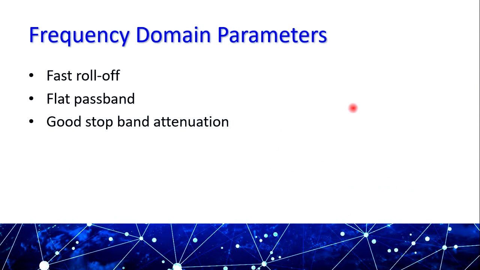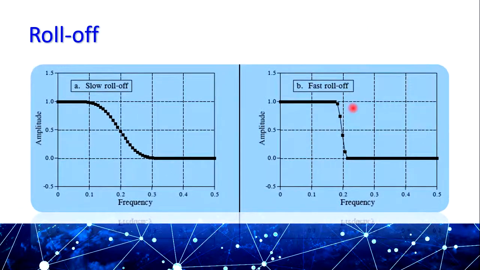Now, frequency domain parameters. There are three frequency domain parameters. To design a good filter, a filter with better response and good performance, we should have fast roll off, flat passband, and good stop band attenuation. Let's see. The first one has very slow roll off, while the second graph shows that the filter has very fast roll off. So the second one has better performance and is better than the first one.